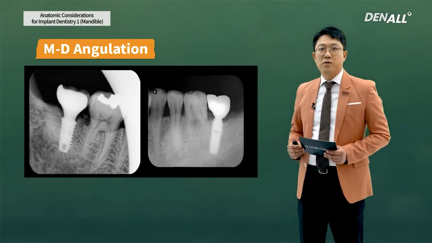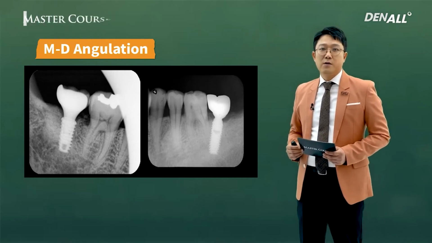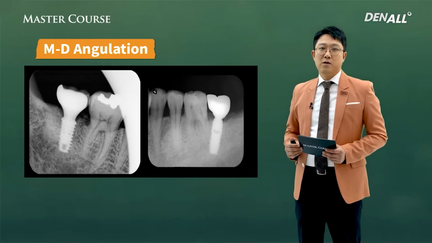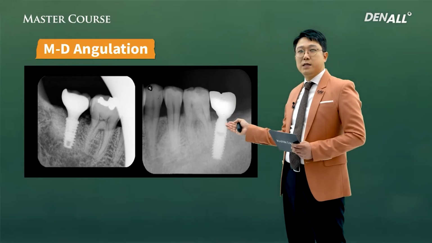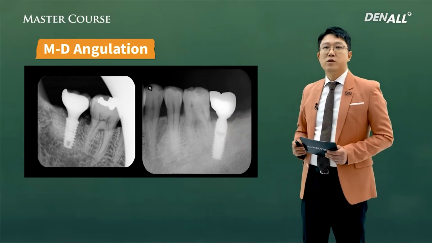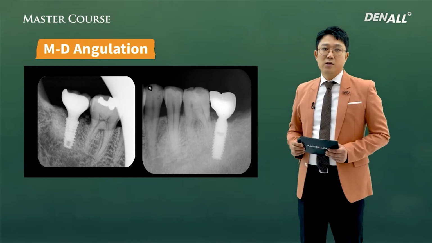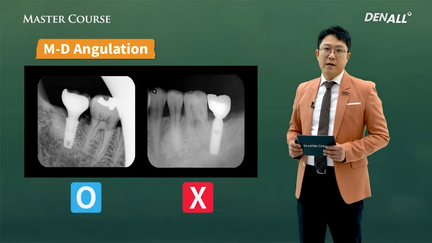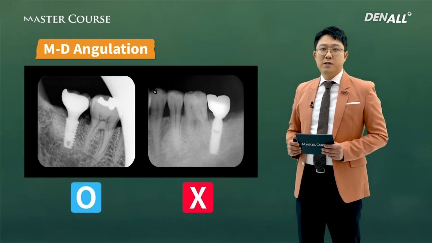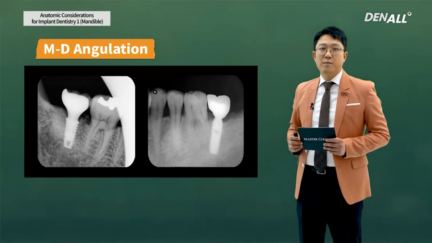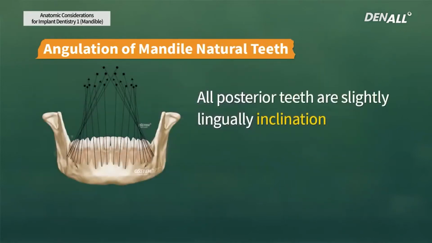It is in line with the direction of the masticatory muscle contraction. From the mechanical perspective, a mandibular implant should be placed with mesial inclination. On the right, the distally inclined implant may damage the mesial tooth root, and also from the mechanical perspective, there is a danger or risk of abutment or screw fracture. Therefore, when an implant is placed on the mandible, it should be mesially inclined.